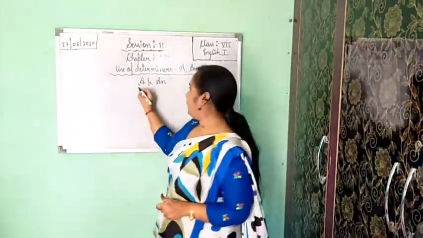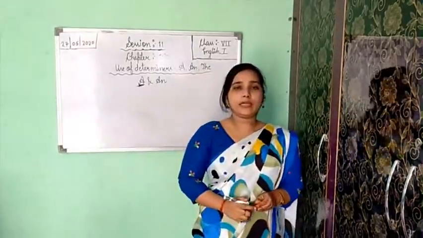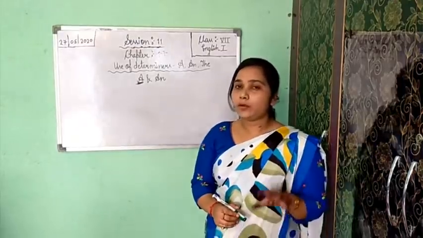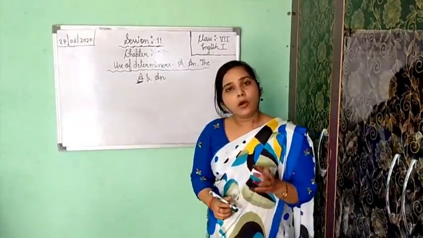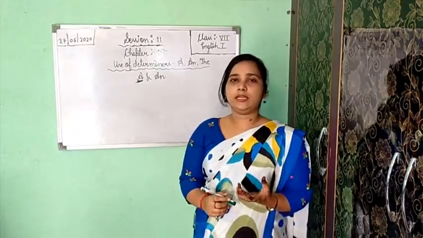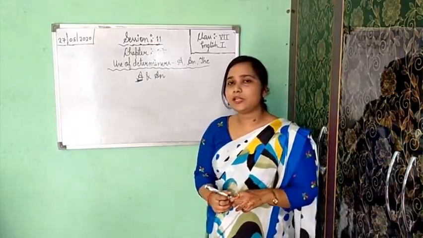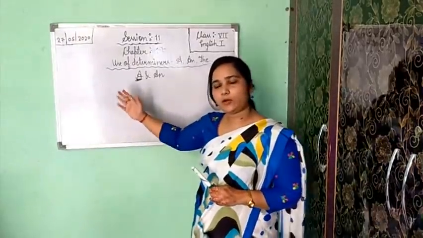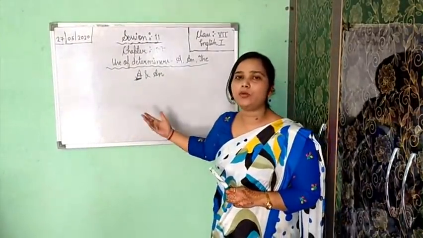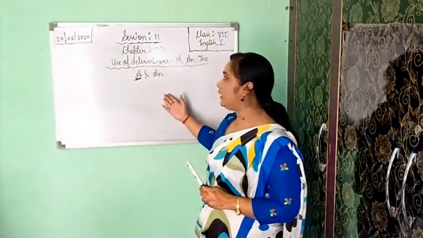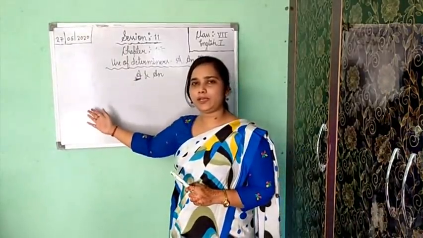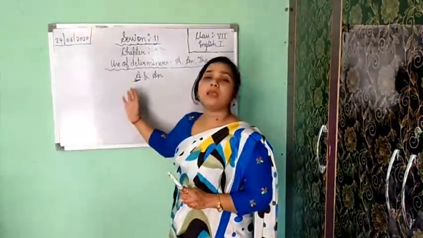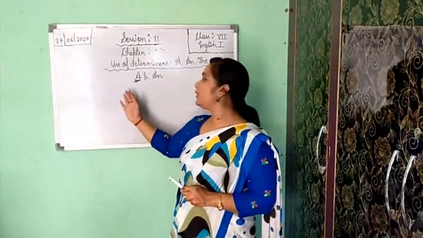Suppose you are getting a vowel or a consonant sounded word, always see the pronunciation. Always listen to the pronunciation, then put here a or an according to the pronunciation, the sound only. Don't see the word only and decide that you will use a or an. But please always see the sound. If you are getting consonant sounded words, you will use a.